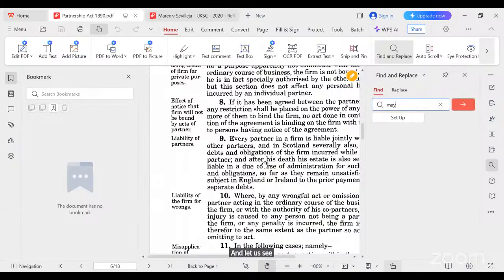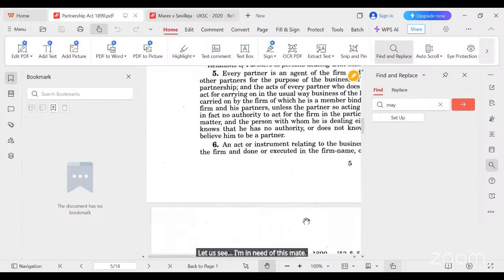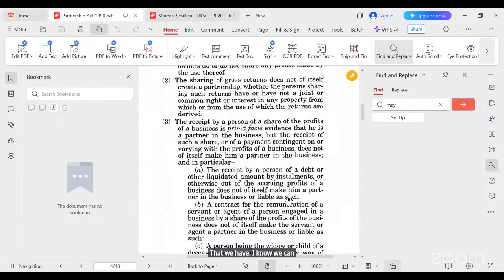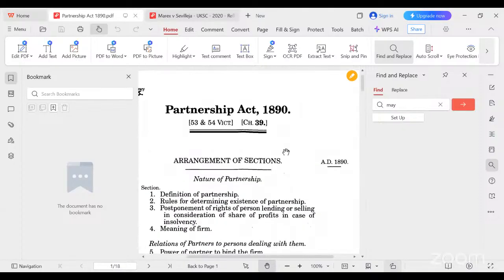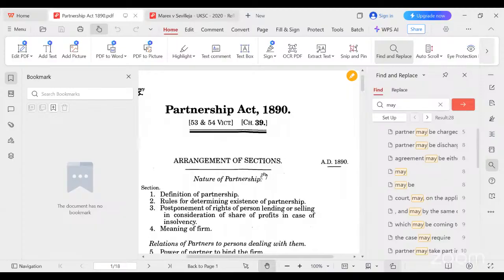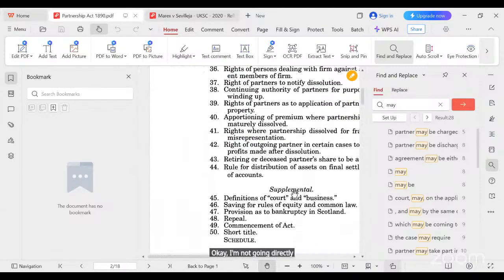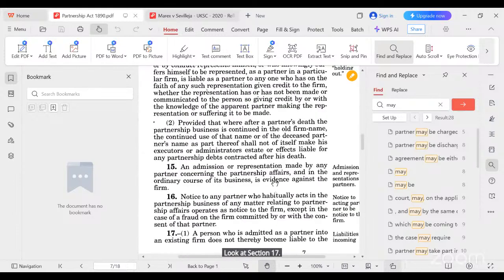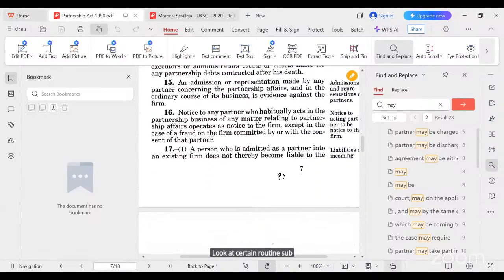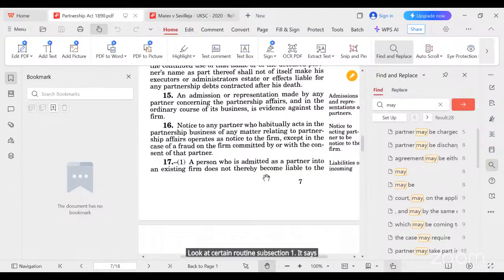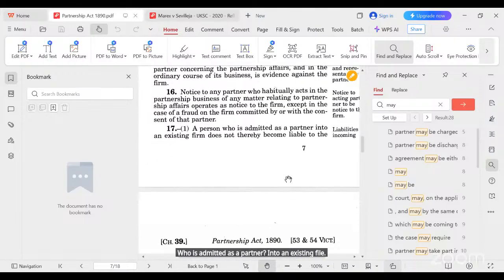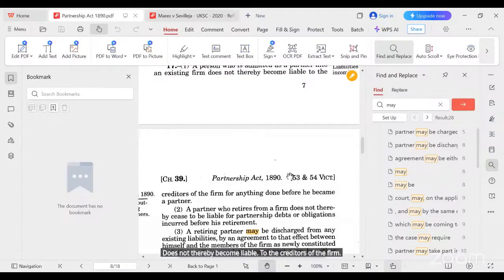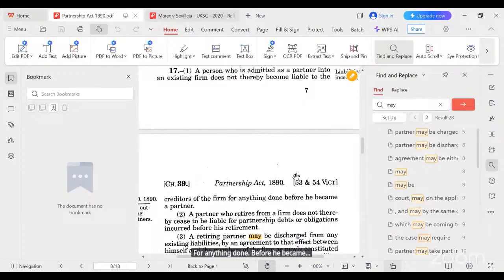So if I can check may here, let us see how many of this may that we have. I know we can go to section 17. Let me go directly, to save time. Look at section 17, subsection 1. It says, a person who is admitted as a partner into an existing firm does not thereby become liable to the creditors of the firm for anything done before he became a partner.